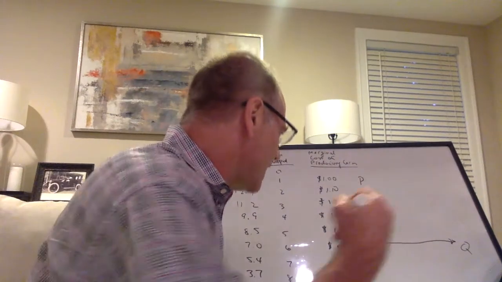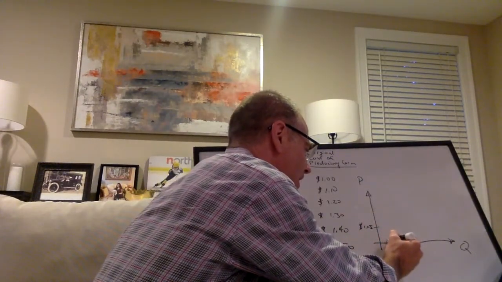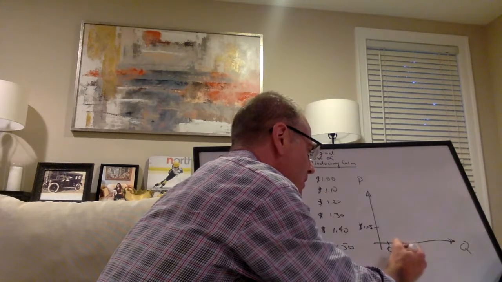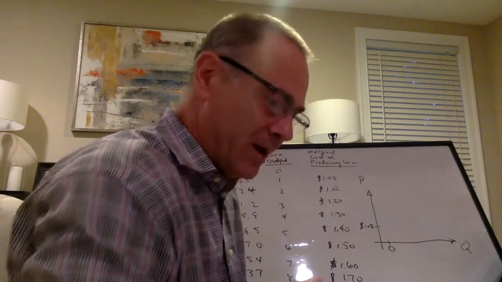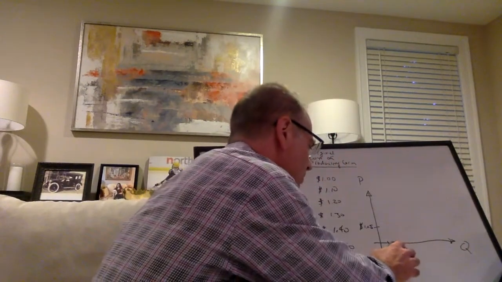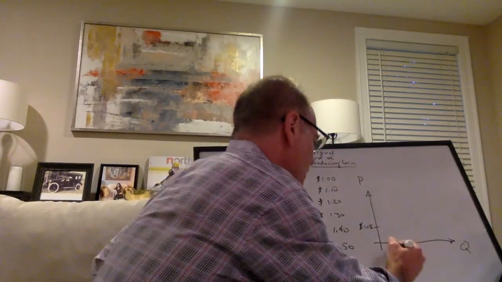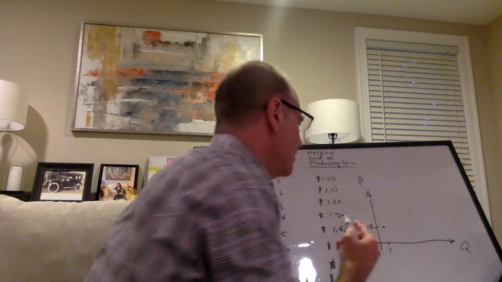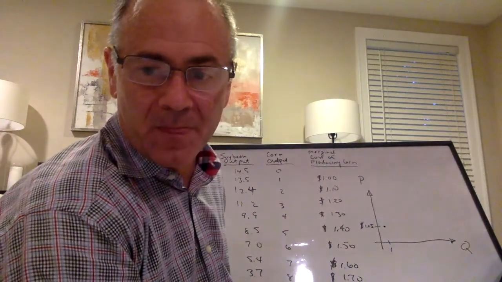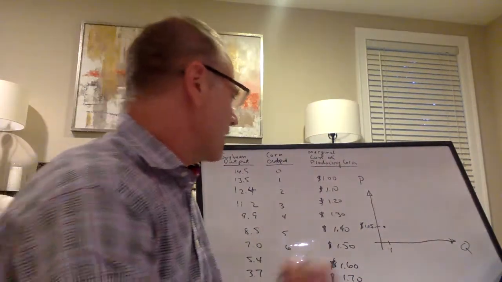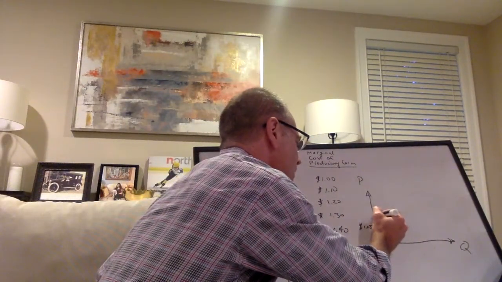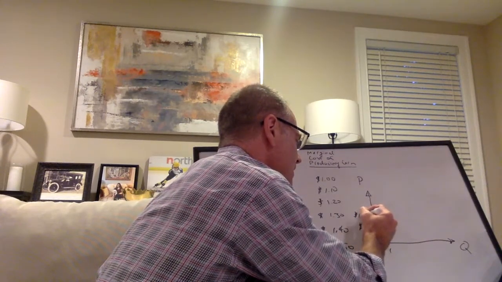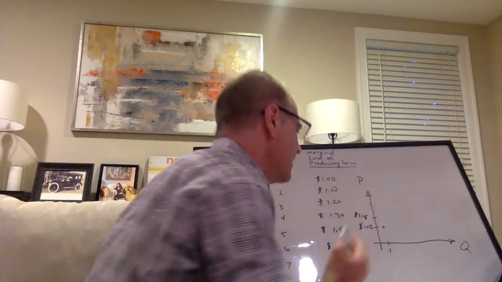So what we would say is if the price is $1.05, then the quantity that he's willing to produce is going to be 1. So that means we'll have a dot right here on this supply curve. Second, let's say, what if the price is $1.15?